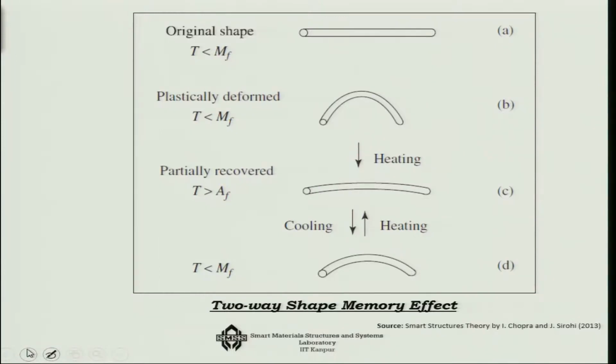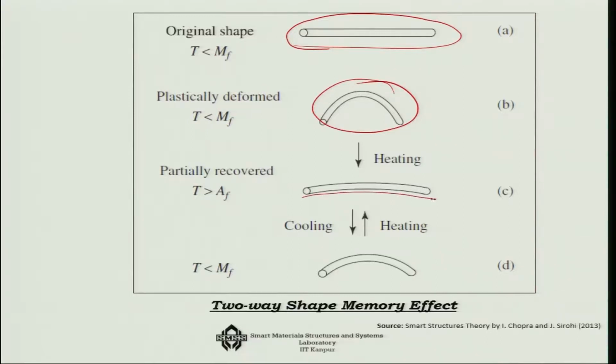So how will the two-way shape memory effect work? This is where you have the original shape at the Martensite level. You deform the whole thing and then you heat it up. You are going to get to this particular shape. Now from this shape you cool it, you are going to go back to this particular shape, the bent shape. So now you heat and cool, you will be flipping between these two shapes. One is the high temperature memory shape and another is the low temperature memory shape.